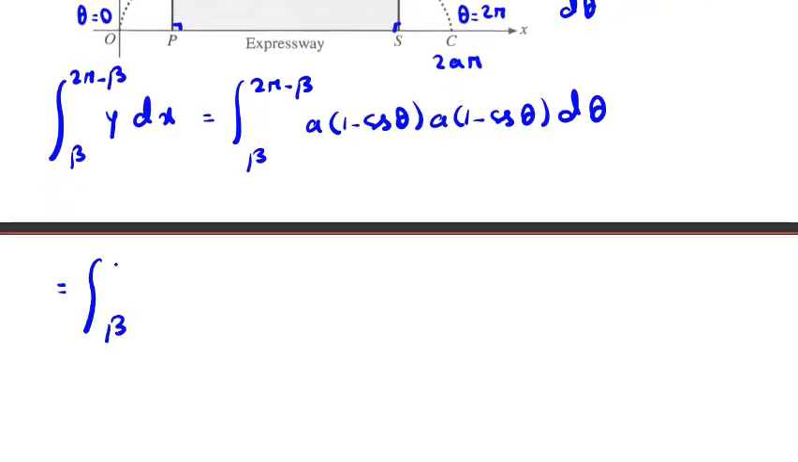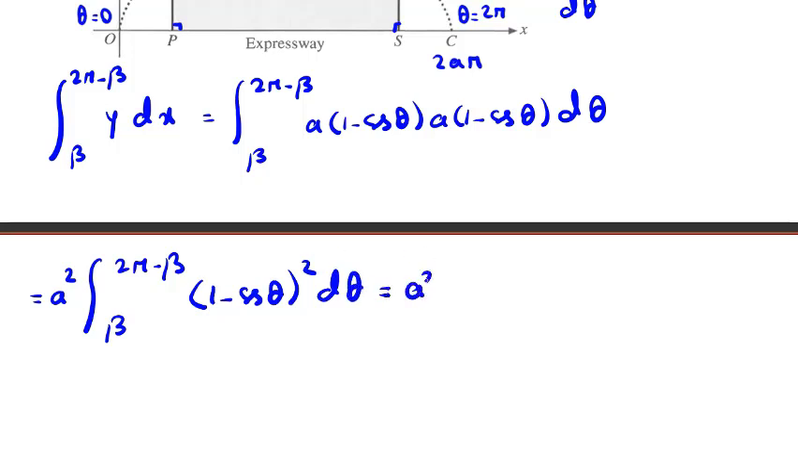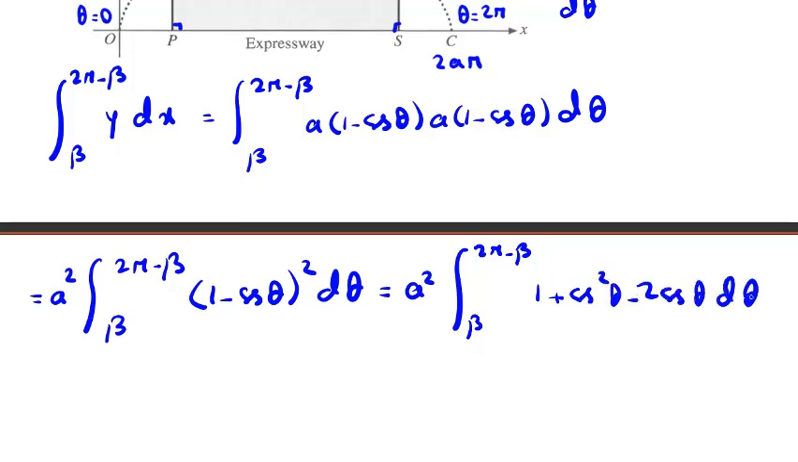It will be beta to 2 pi minus beta of a squared, because a is constant. You can factor out a squared, and it will be a squared times (1 minus cos theta) squared d theta. Here we expand: a squared, beta to 2 pi minus beta, of 1 plus cos squared theta minus 2 cos theta d theta.